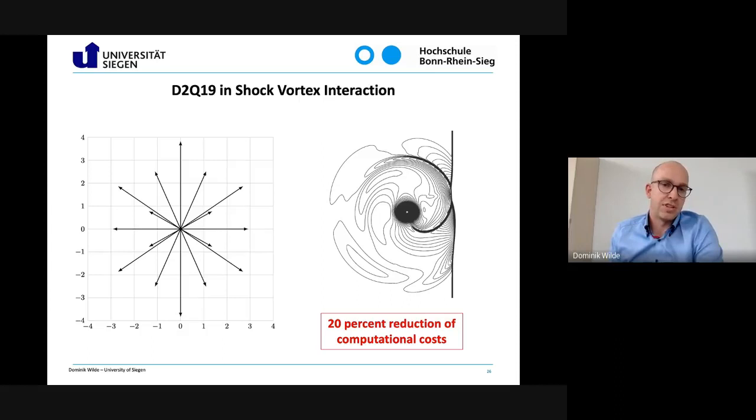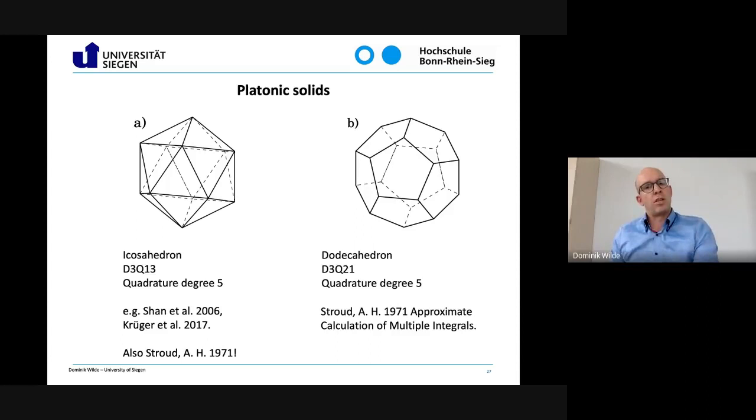Additionally, and this is not that much a secret, you can also use platonic solids for the quadrature. We saw in the last talk the 13 velocity quadrature, which has a quadrature degree of 5, which was also presented in literature of the past, but also in the encyclopedia by Stroud of the year 1971. So it's not a lattice Boltzmann invention. It was stated much earlier. And the same applies to the D3Q21, which is based on a dodecahedron. And you can also find it in the same book.